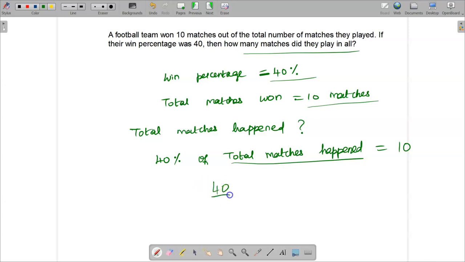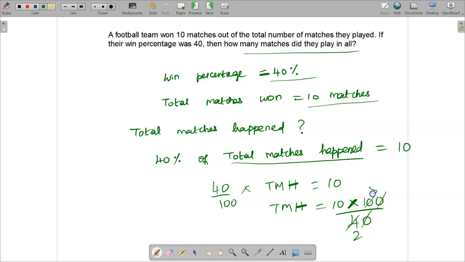So 40 by 100. Total matches happened, we can write it as TMH, which is equal to 10. So total matches happened is nothing but 10 into 100 divided by 40. So this and this get cancelled. 5 2s are 10, again 5 2s are 10, it is 25.